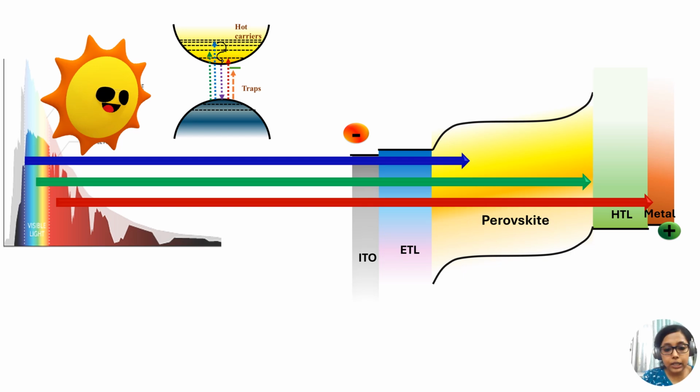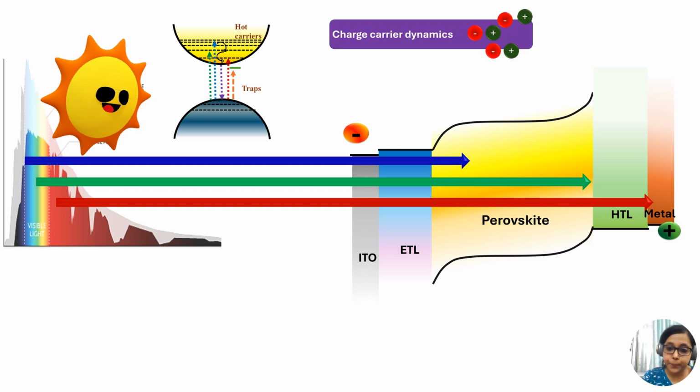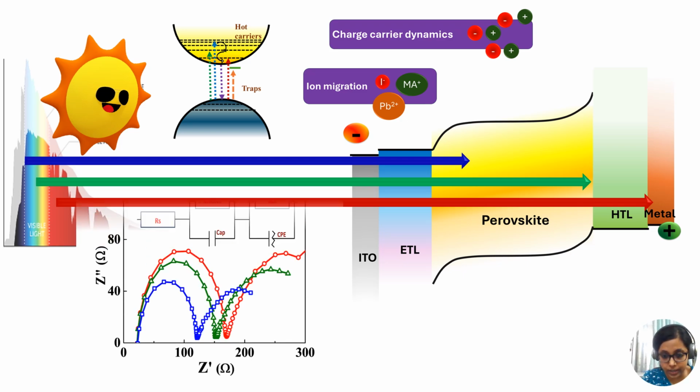For example, the high energy photons, which are blue in this case, can generate hot carriers, while the low energy photons, which are red in this case, can excite the carriers to the states in the forbidden energy gap and cause trap assisted recombination. So we have observed different charge carrier dynamics and differences in ion migration upon exposure to these various wavelength conditions. Ions behave differently under various exposure energies because of their size and also the activation energies, and many other factors come into the picture here.